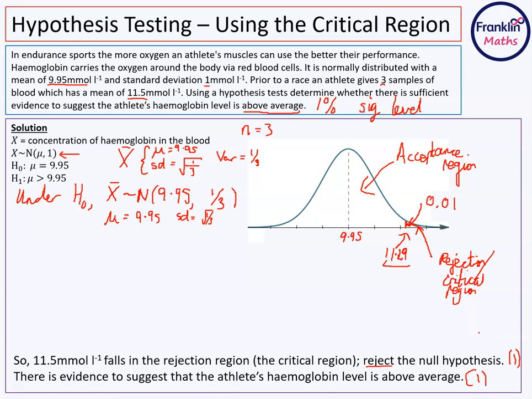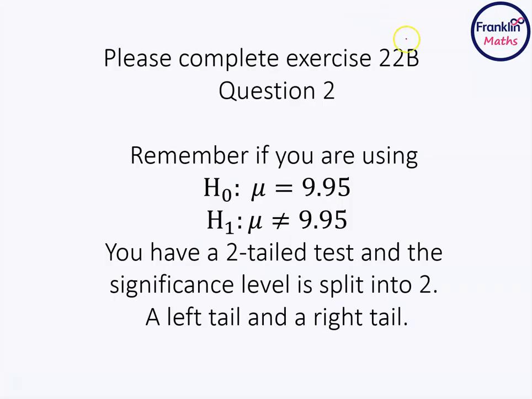So that's using the critical region. I say it's nice and easy to do. There isn't too much to it. It is a lot of writing, but it's worth a lot of marks in your exam. So what I'd like you to do is have a go at question 2 from exercise 22b. There isn't any context in the question, so it's literally just get on with the maths. I prefer to always do them in context, it makes a bit more sense.